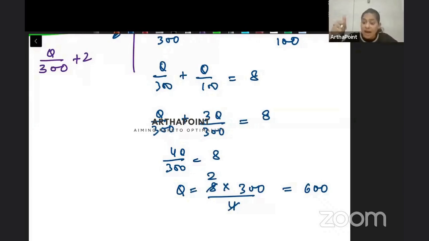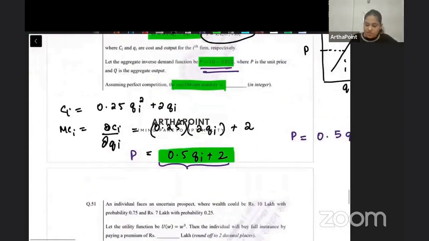So it is a pretty simple question, but it again uses the two properties. First, marginal cost is the supply curve of the firm. Second, whenever you have to find the supply of the market, you have to use the rule of horizontal summation. Adding quantities of individual firms together will give you the quantity to be supplied in the market. That's what is important. Okay, so this gives us 600.